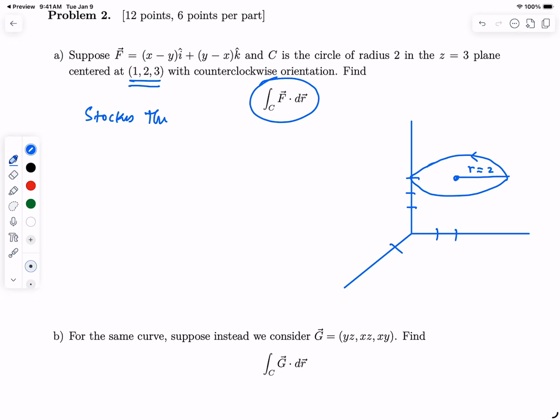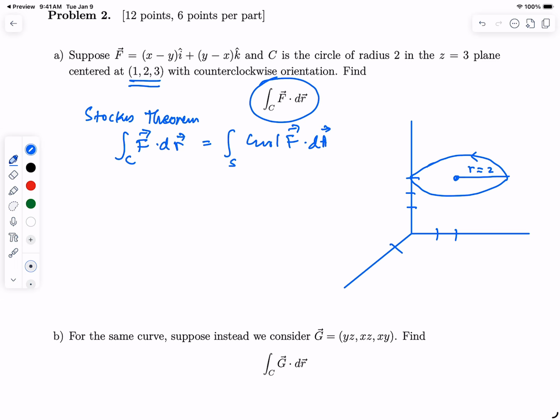What does Stokes theorem say? The line integral is equal to the surface integral of the curl of the vector field F. Okay, this is Stokes theorem. Why am I using that? I can compute this explicitly, but that would be too much.